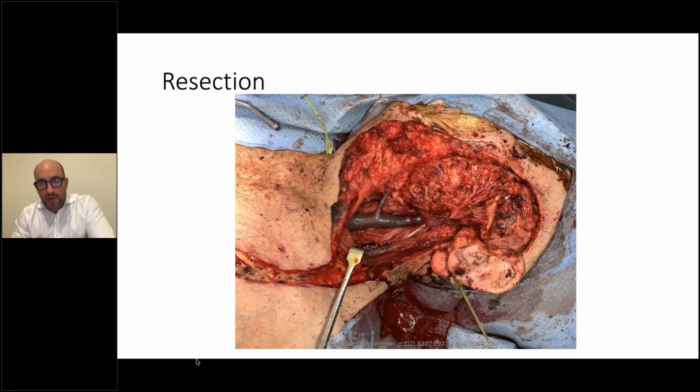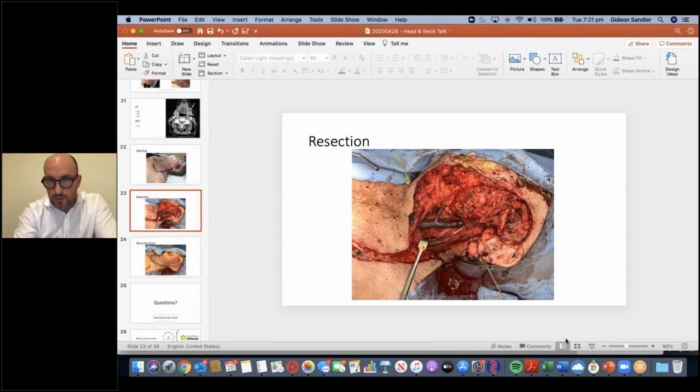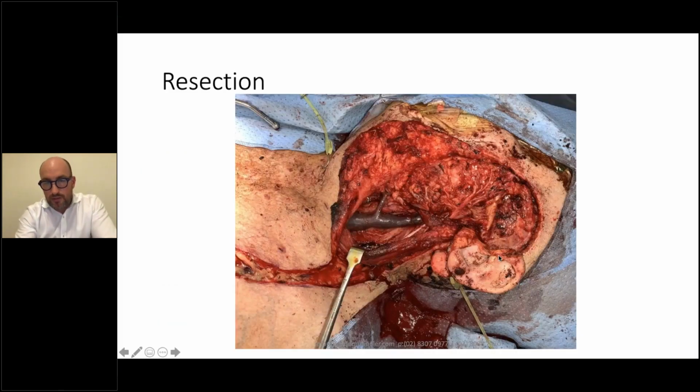This is the resection photograph, and I'll just orientate you. It's the same orientation as the slide with the marking, and as you can see, here's the patient's ear. We're retracting the sternocleidomastoid. This is the jugular vein, and the lymph nodes in level 2 and 3 of the neck have been resected.